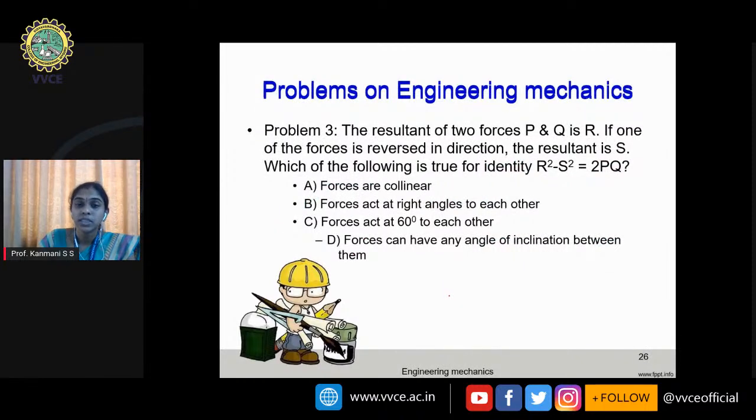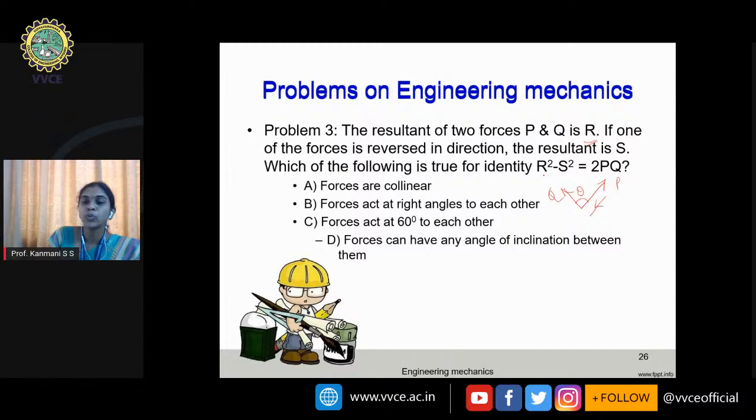So problem number 3, where they have told the resultant of two forces P and Q is R. So there are two forces P and Q, something like this in certain directions, with a certain angle theta, for which the resultant is R. If one of the forces, any one, I'll take P only, if the direction of force P is reversed, then the resultant, instead of R, will become S.